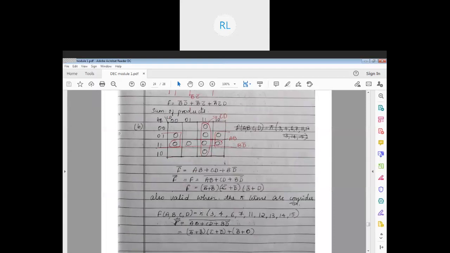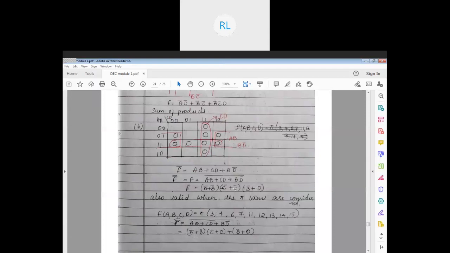Yeah, so this function here is 0 1 2 5 8 9 10. Okay, and then see this function here, which is 3 4 6 7. Now remember I'm putting a pi here, right? 3 4 6 7 11 12 13 14 15, all these are with zeros.